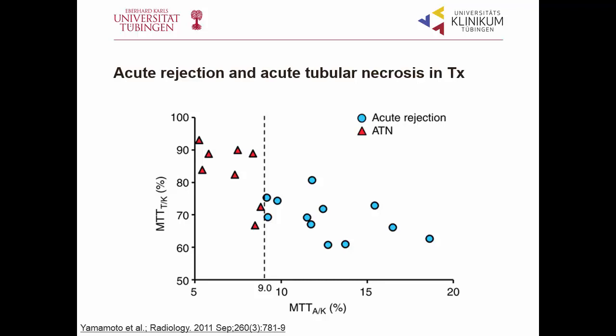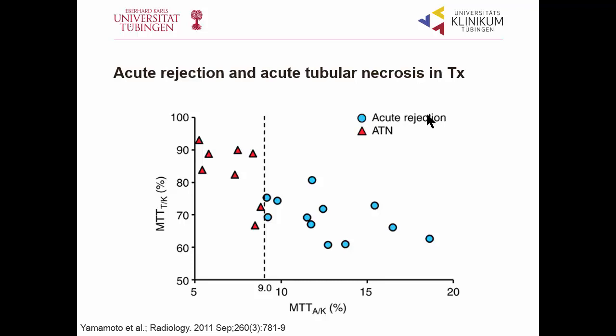Then thinking of a potential indication for perfusion MR in kidney, we should think about transplant kidneys, because here we quite often see acute rejections. Sometimes we also see acute tubular necrosis, while acute rejection has to be treated with immunosuppressants.